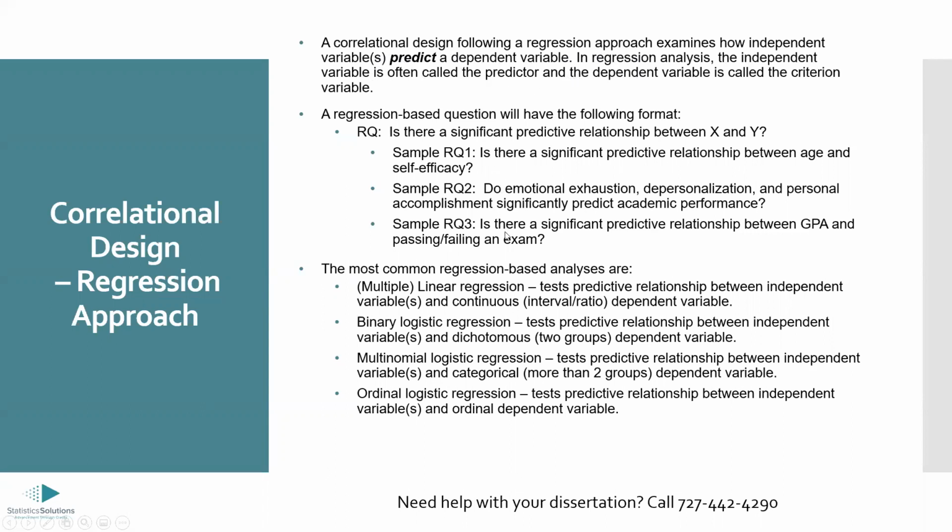Okay, and here we have the sample research questions. Is there a significant predictive relationship between X and Y? It could also be, to what extent is there a significant predictive relationship between X and Y? And then we have some sample variables in here. So just to illustrate, you can have one predictor, as we do in sample question 1, but you can also add multiple predictors. You could put gender, age, ethnicity. You can have any number of predictors, but you need to have one outcome variable. Sample question 3, is there a significant predictive relationship between GPA and passing and failing of an exam?